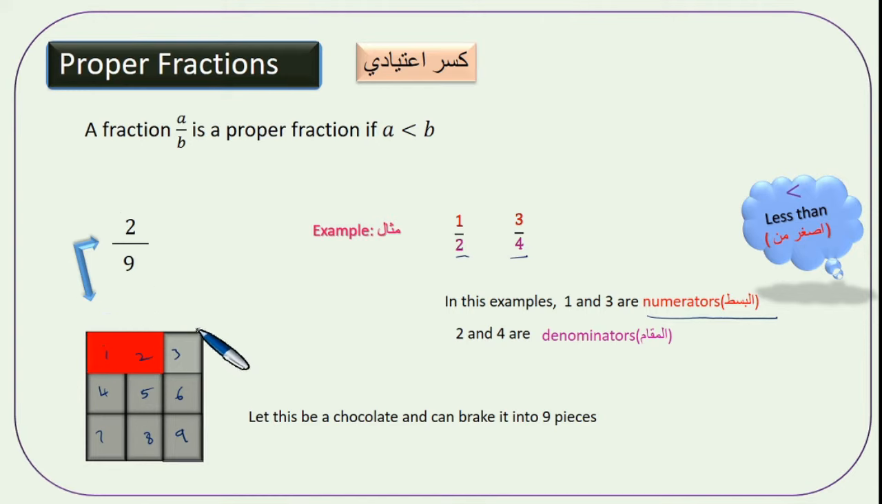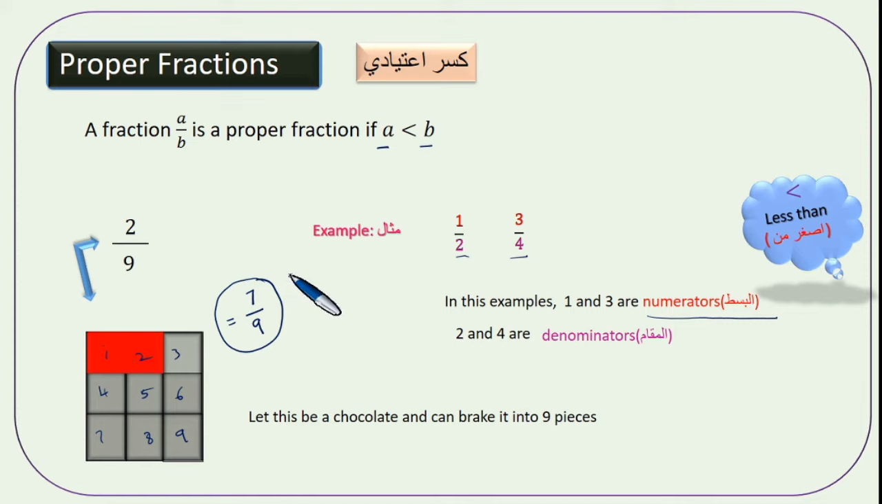For another, in the same one, if I take this one, how many pieces are these? The numerator is 7, and the total pieces are 9. So these are 7 over 9 pieces of a chocolate. So this is about a proper fraction. I hope you understood. A is less than b is called a proper fraction.